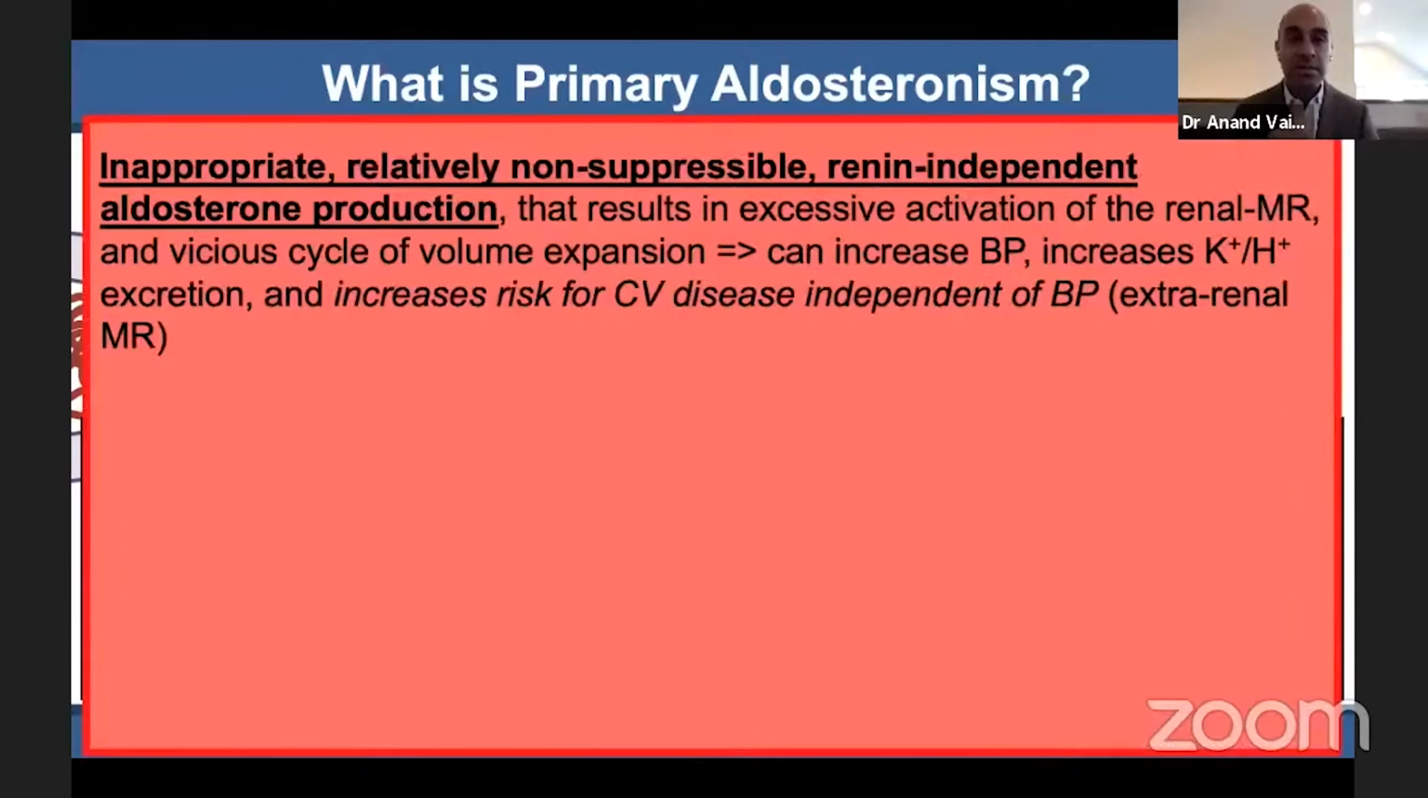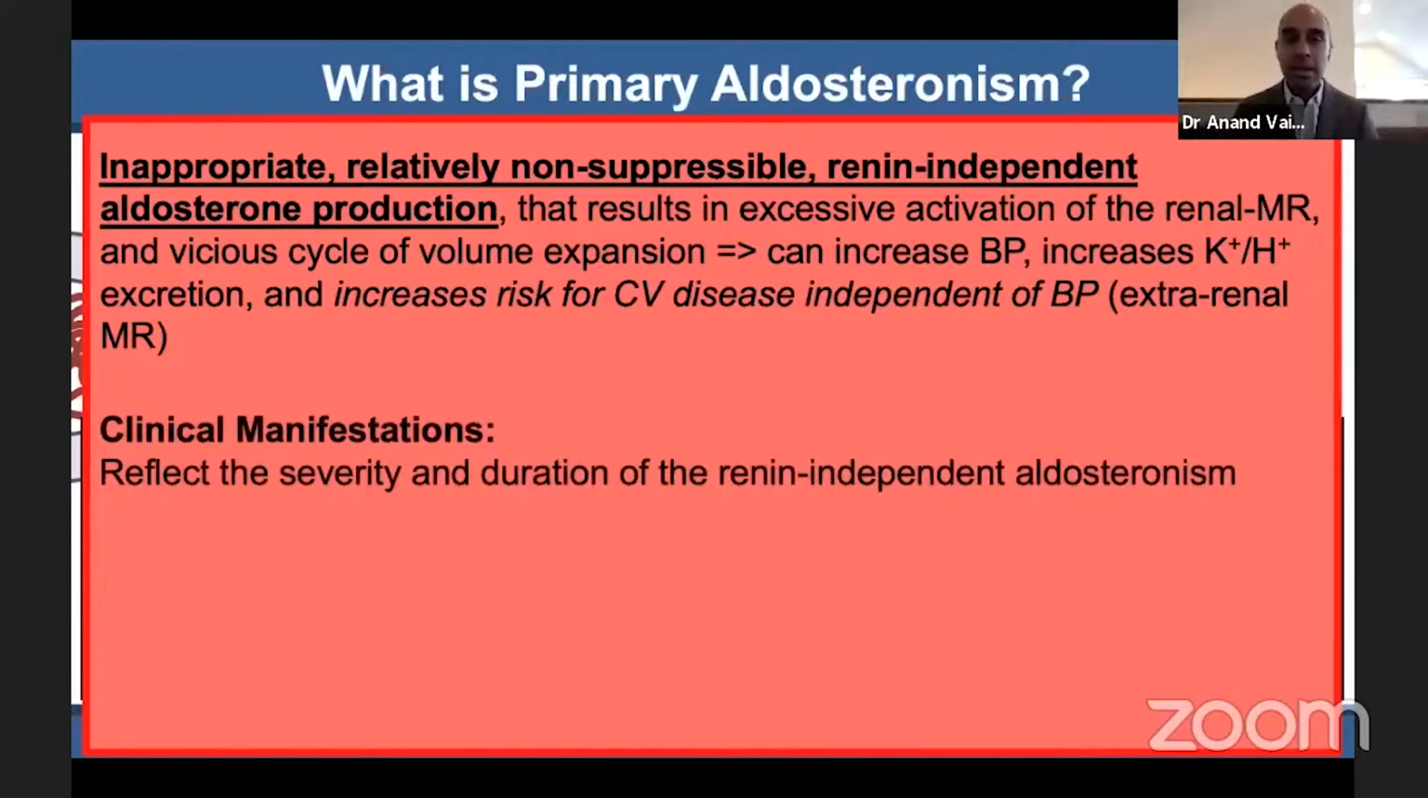So what is primary aldosteronism? It is an inappropriate, relatively non-suppressible, renin-independent aldosterone production. This results in excessive activation of the mineralocorticoid receptor in the kidney, a vicious cycle of volume expansion that increases blood pressure, and potassium and hydrogen ion excretion. And this increases the risk for cardiovascular disease regardless of blood pressure, because the mineralocorticoid receptor is expressed in the heart, in the vascular endothelium and smooth muscle, where it can cause necrosis and fibrosis. The clinical syndrome reflects the severity and duration of this aldosteronism.